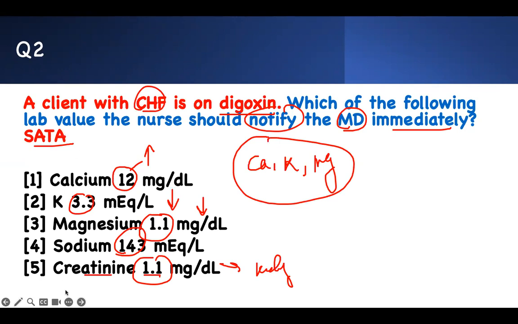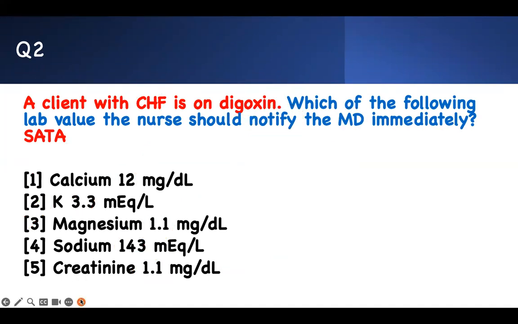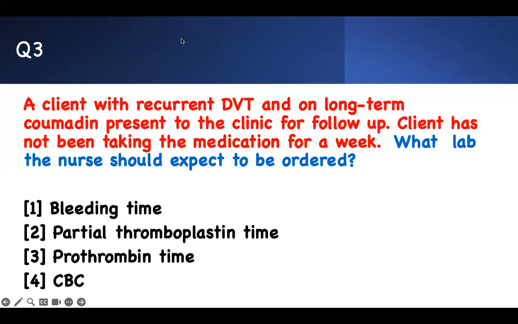Which one do you think is a problem? Too much calcium, too low potassium, too low magnesium. Those need to be reported to the doctor immediately before you have a toxic level of digoxin. Straightforward, right? Next question, same strategy, attacking the question.